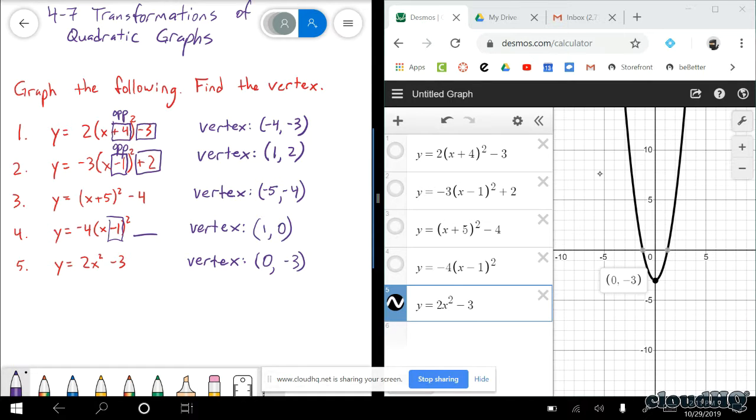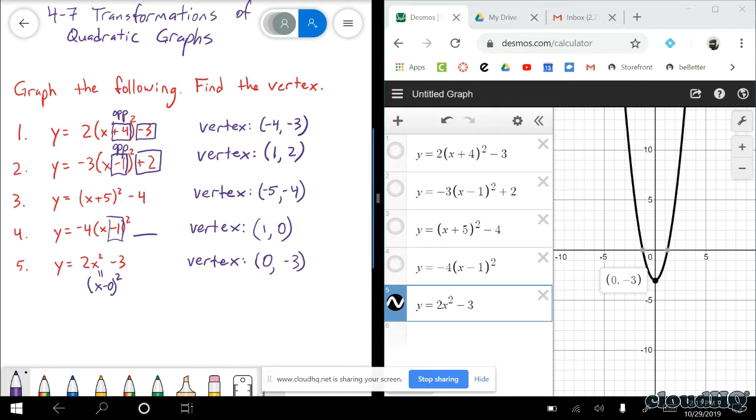So when there's no parentheses, that's really like saying x -0 squared. Aren't those really the same thing? If it's x -0, I don't need to write -0. X -0 is x. So if there's just x squared with no parentheses, we can anticipate that as a 0.